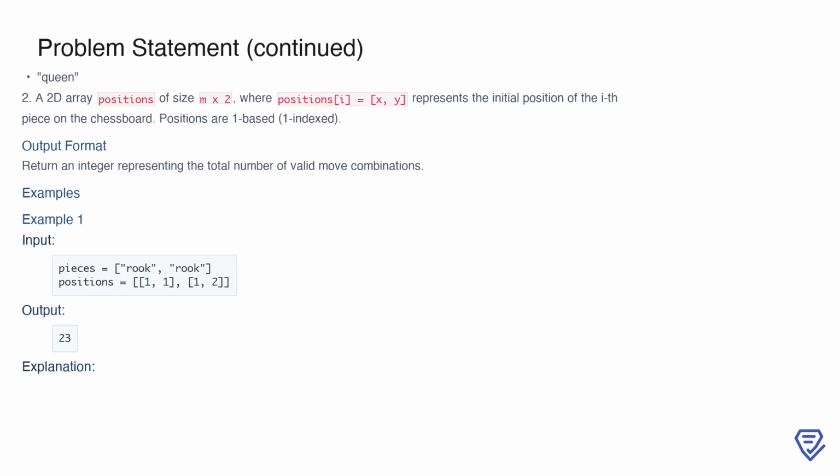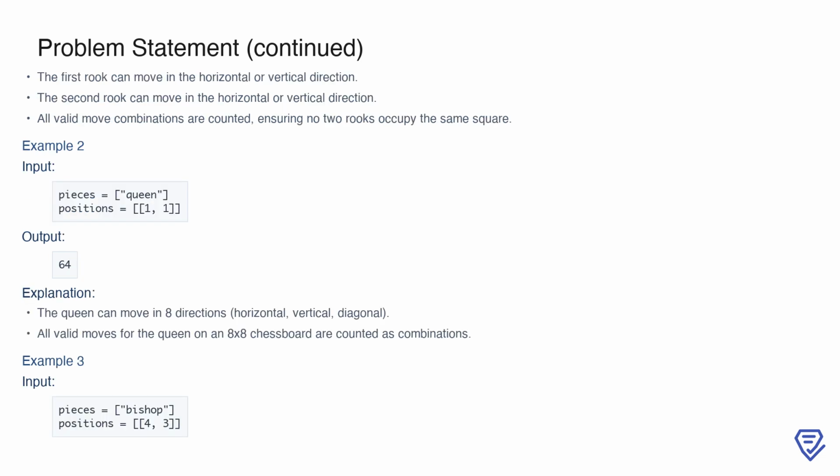To solve this problem, you'll be given two main inputs. The first is an array called pieces, which lists the type of each chess piece, such as rook, bishop, or queen. The second input is a 2D array called positions, which specifies the initial positions of these pieces on the chessboard. These positions are 1-based, meaning the top left corner of the board is represented as 1, 1. Once we process these inputs, our solution needs to return an integer that represents the total count of all valid move combinations. Here are some examples to help clarify.